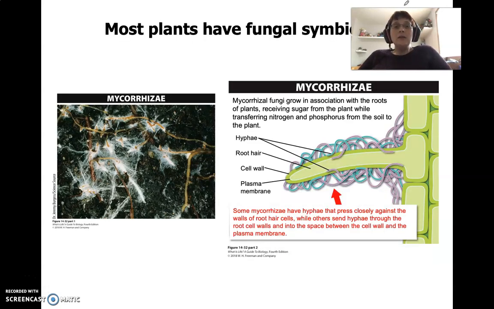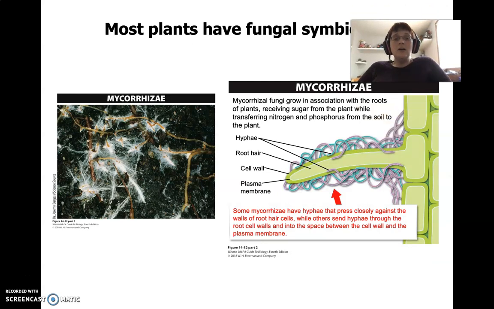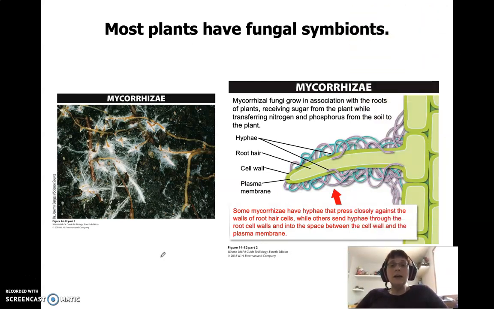The other thing that fungi are really good for are for plants. It turns out most of our plants have fungal symbionts, but in this case, they're not parasites. They're actually helping out the plant. So sometimes you might see something like this around a plant's roots, and that's generally a good thing. This webbing is the fungus, and this is what it's doing.